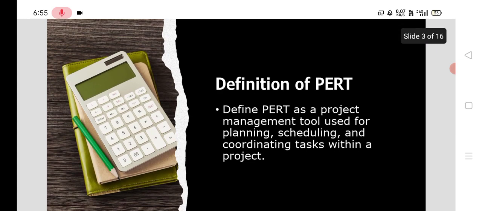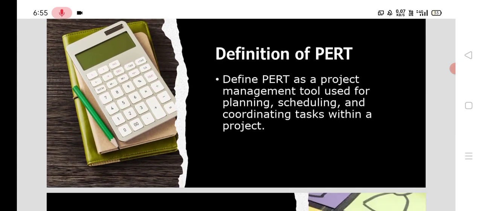Then we will see the definition of PERT. Define PERT as a project management tool. Okay, first you have learned what is PERT. Then the definition of PERT: a project management tool that is used for planning, scheduling and coordinating tasks. Okay, these are the three important parts of a project.